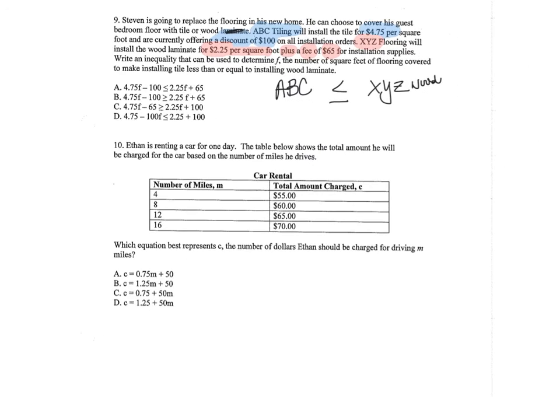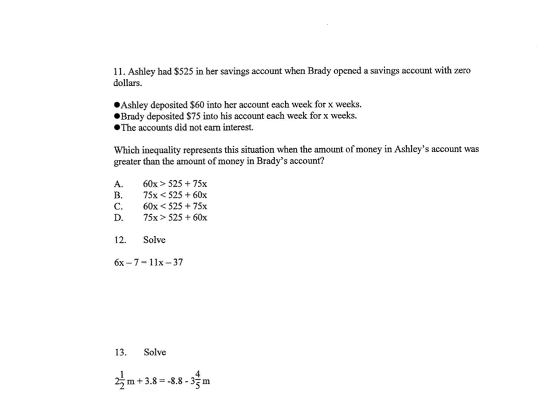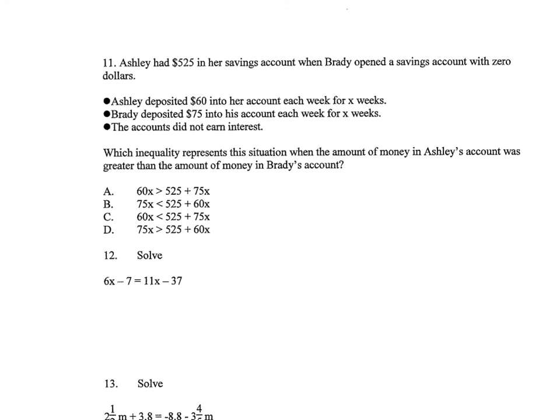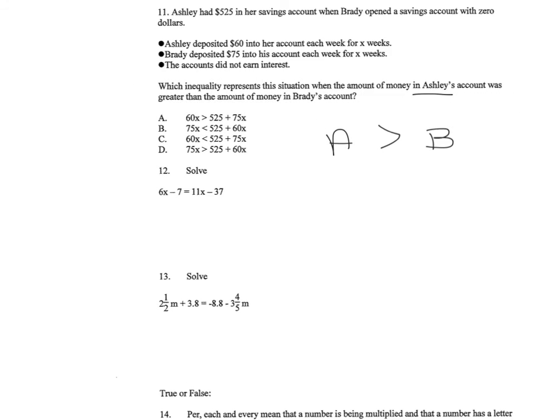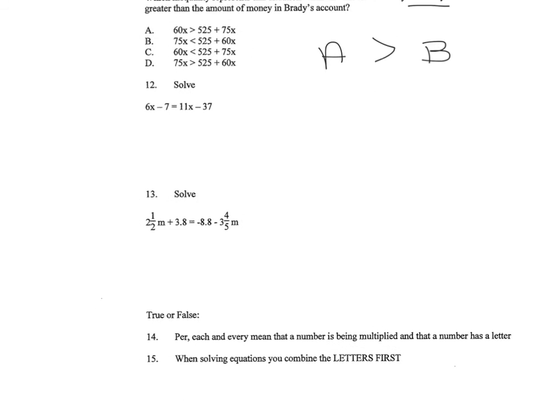Number 10 is a table similar to number 1. Number 11 is not too bad. I'm just going to go look at the final question. Is the amount of money in Ashley's account greater than Brady's account? These you're going to solve. Make sure you turn 2.5 into a decimal. Make it a little bit easier on yourself. 4/5. You would think I would have that memorized. I don't know why. 3.8.